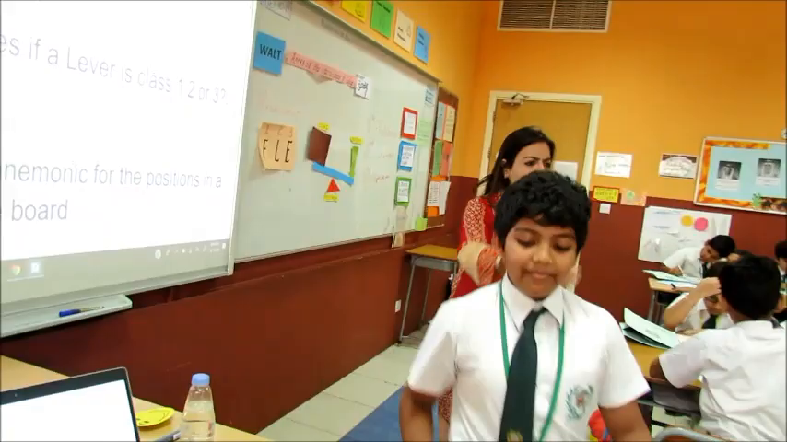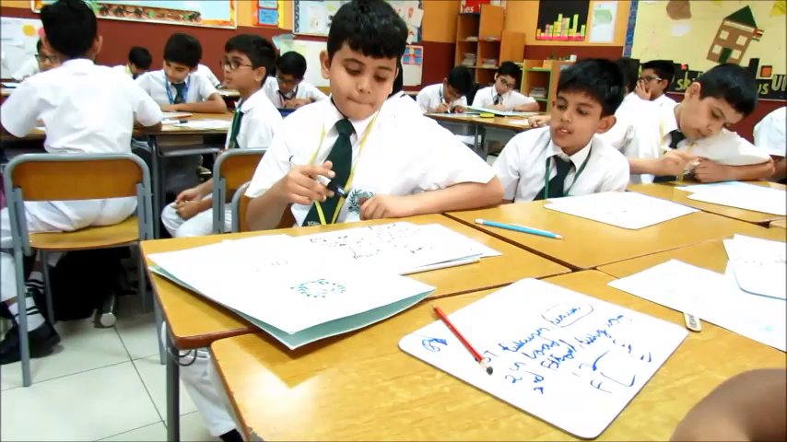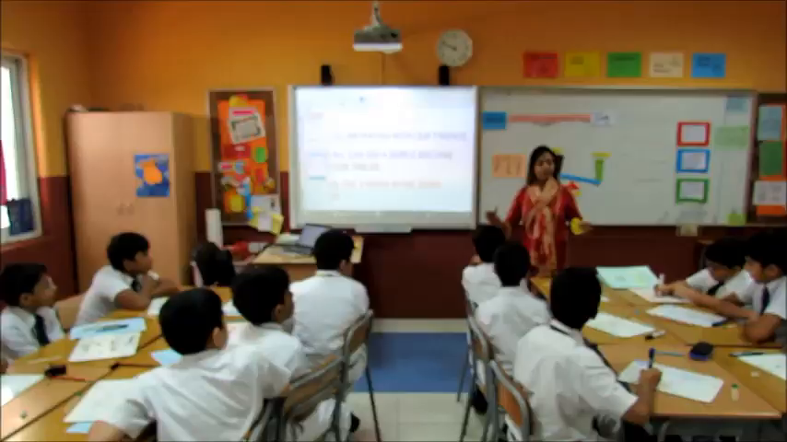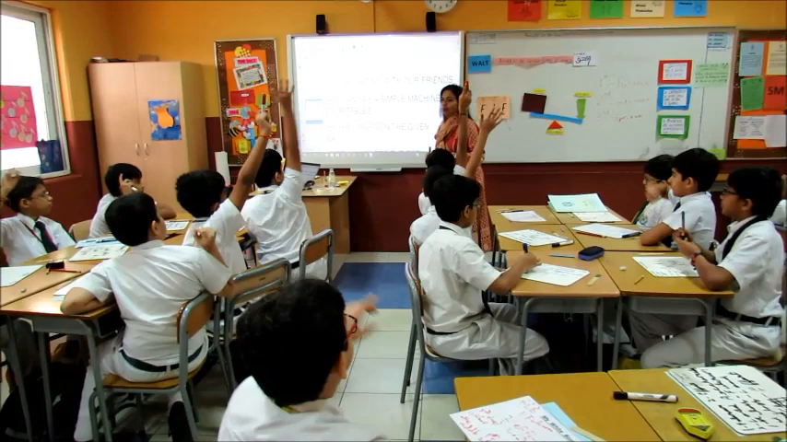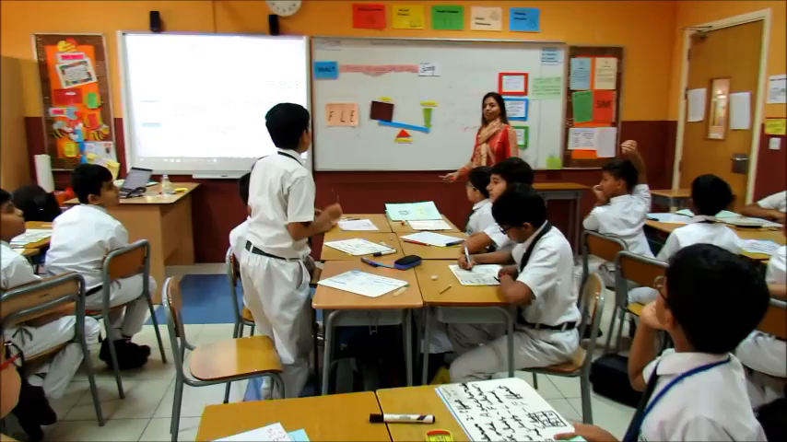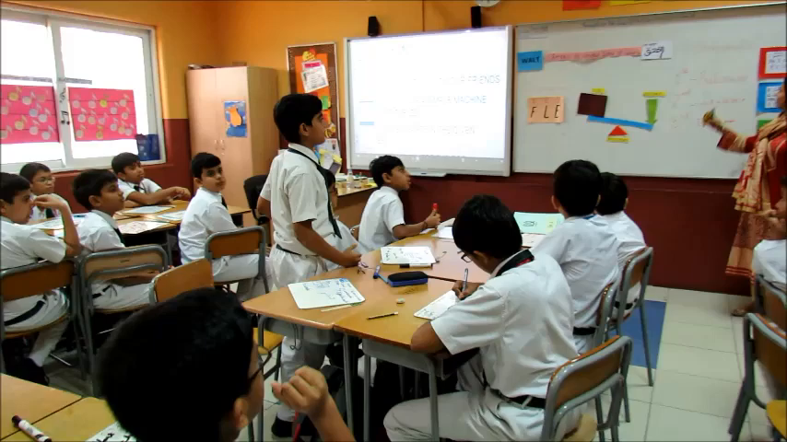I hope you are noting it down on your whiteboards. The mnemonic for levers. Have you written the mnemonic? Yes. Okay. Can you now identify the three vital parts of the lever? Who will tell me? Roll number 7. Yes, please. The three parts of the lever. The three parts of the lever are effort, load, and fulcrum. Perfect. Can you all do this? Yes. Noted it down.